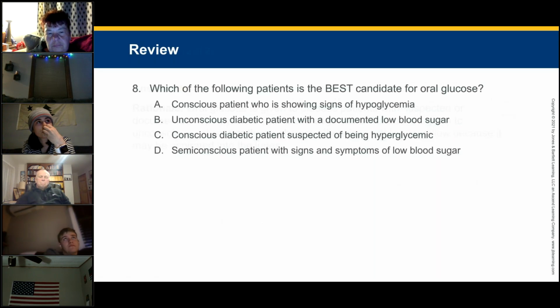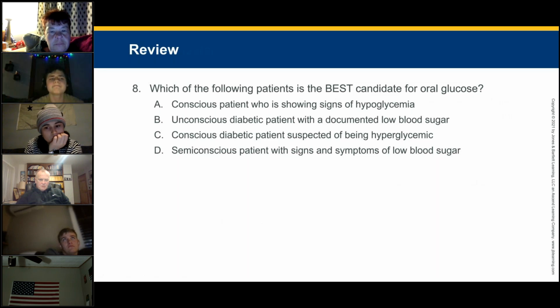So this is one of those questions that, like we talked about with the National Registry exam, they give you questions with slight little differences to trip you up. So A and C were very similar, with the exception of A being hypoglycemia and C being hyperglycemia. So oral glucose treats hypoglycemia, which makes A the correct answer.